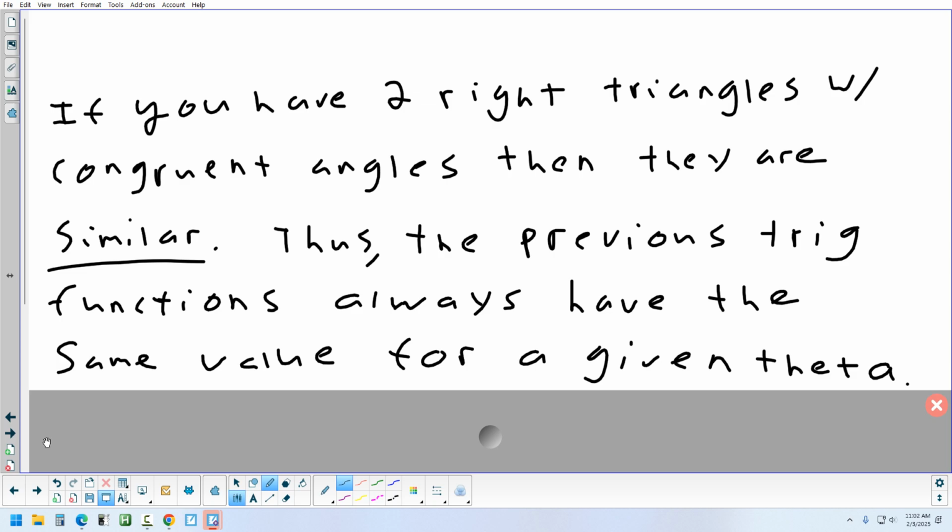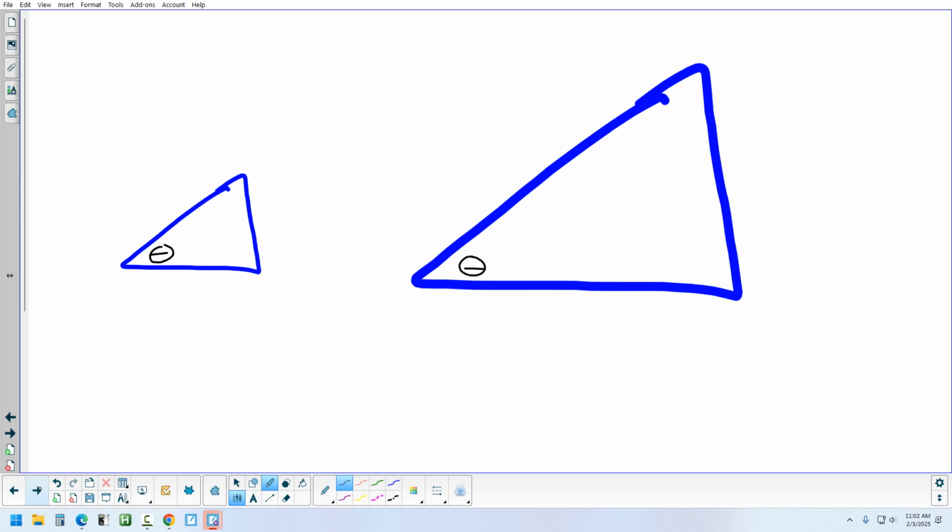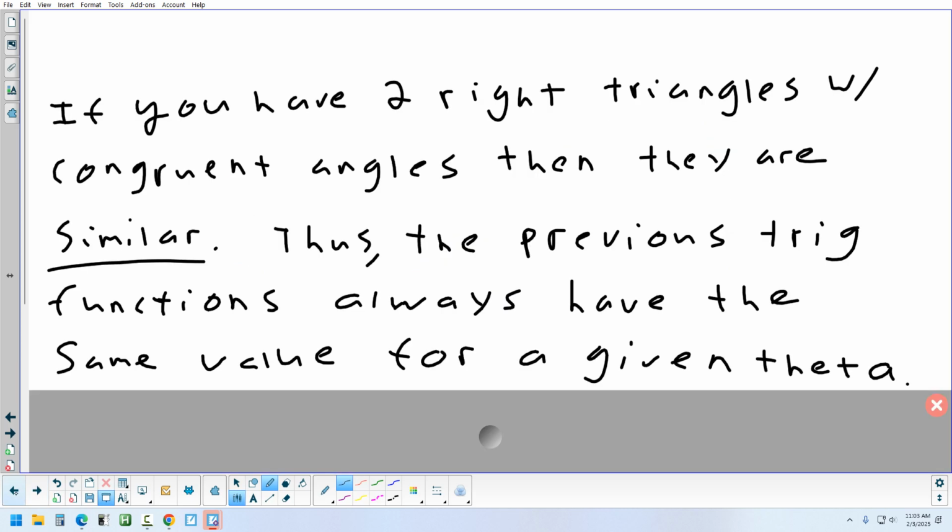So what that means is if I ask you to find the sine of 45 degrees, it doesn't matter if it's a 45-degree triangle that's like an inch big or a 45-degree triangle that's 20 feet big. The sine of 45 degrees is always going to be the same thing. When two triangles have all the same angles, in other words, when one is either an enlargement or a reduction of the other, scale factor, they're called similar. So similar triangles always have the same trig functions for a given angle.